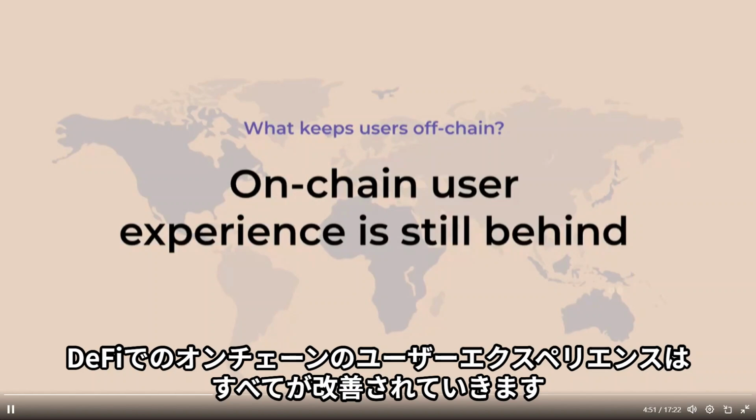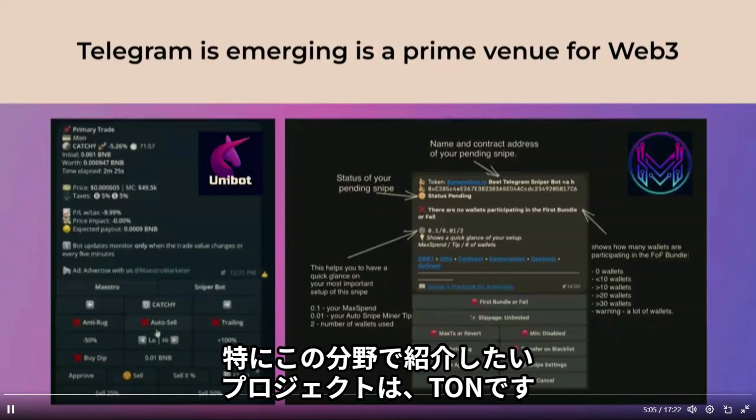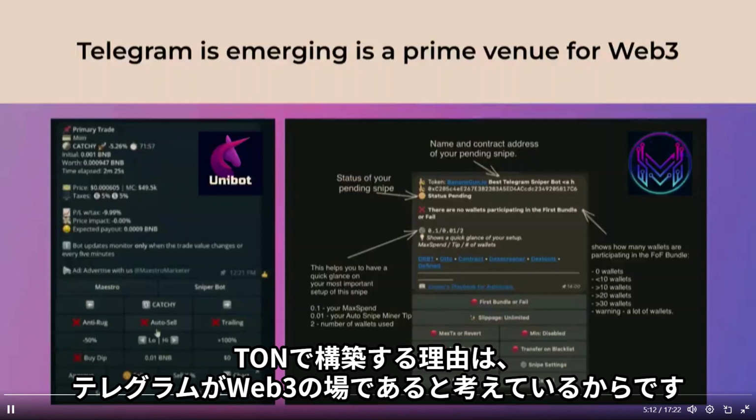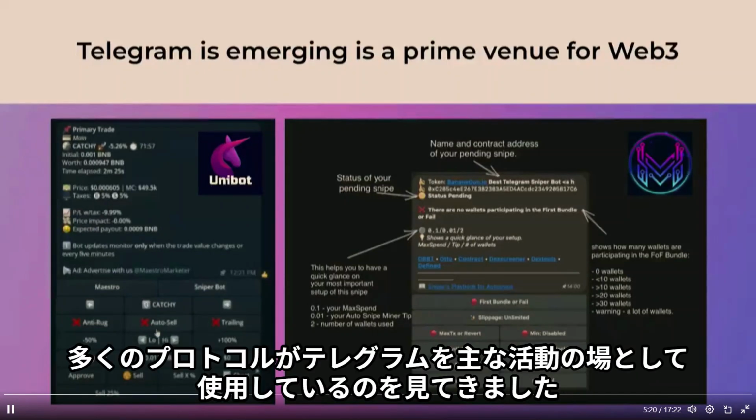So still, the on-chain user experience in DeFi is worse than on CeFi. We have seen a lot of improvements. There's a bunch of other protocols working on things like account abstraction and DeFi wallets and stuff like this. It's getting better. One specific project we like a lot in this space is Ton. We've been building on it, as I mentioned, and that's because we think Telegram is emerging as kind of the prime venue for Web3. A lot of the Web3 activity is going on Telegram, and most people I'm meeting here at the conference are primarily using Telegram.